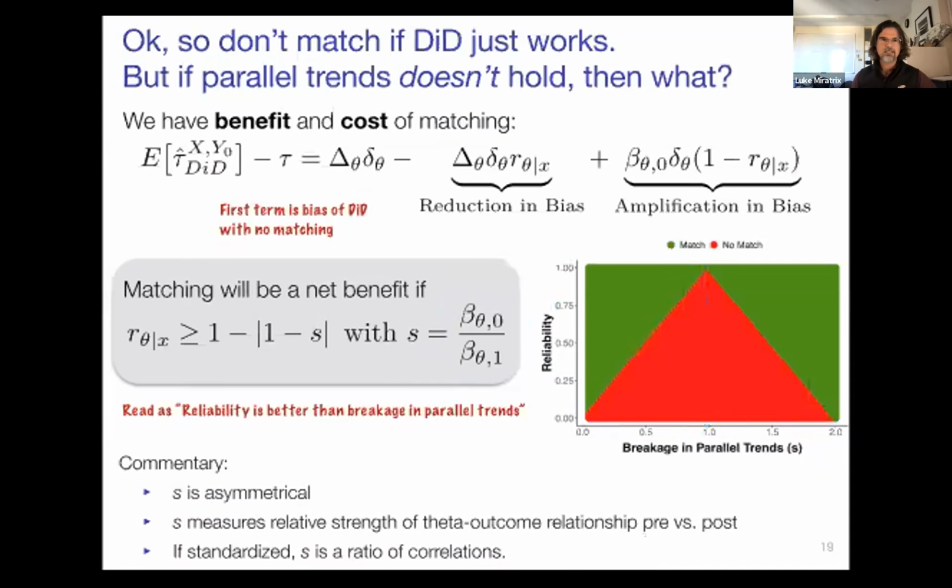Just some notes, which is s is asymmetrical. Because of that ratio, and that's sort of interesting and always sort of bothers me a little, so I'm going to just mention it. s measures the relative strength of the theta outcome relationship pre versus post. And if you standardize, s is a ratio of the correlations between theta and outcome pre versus post.